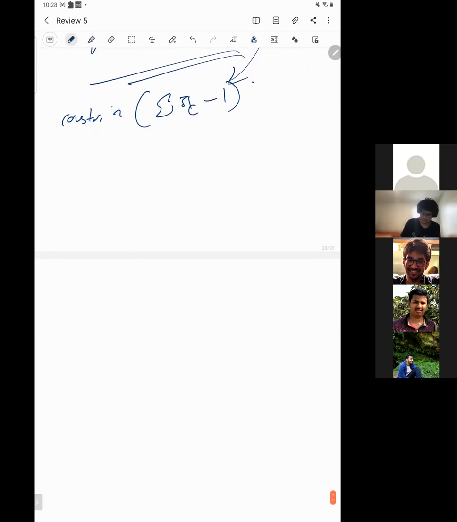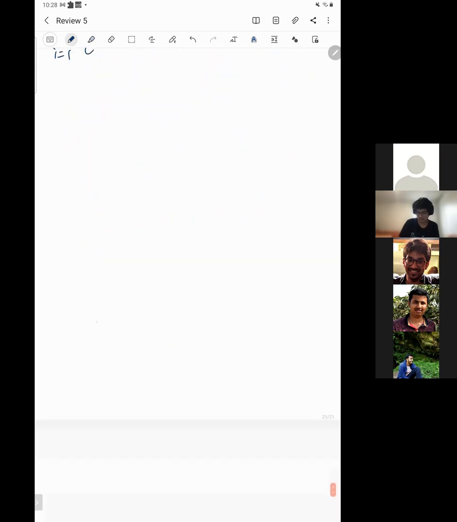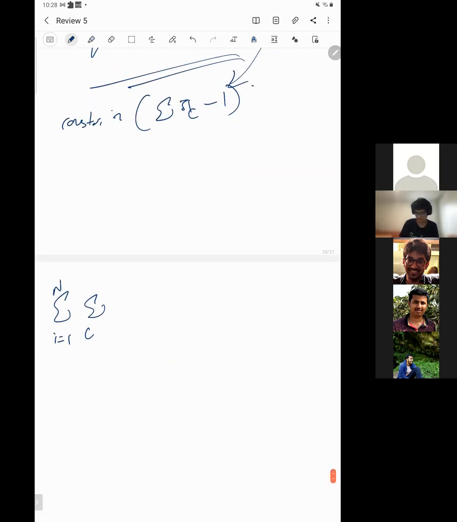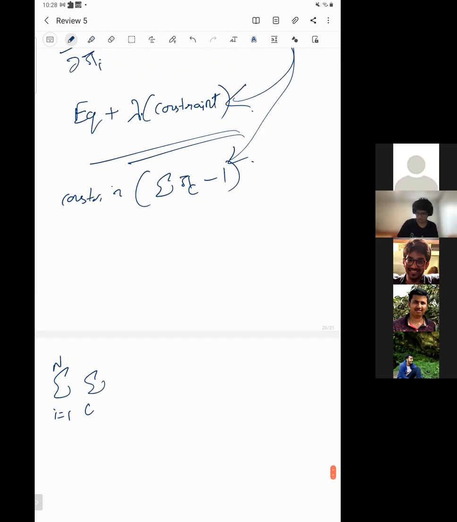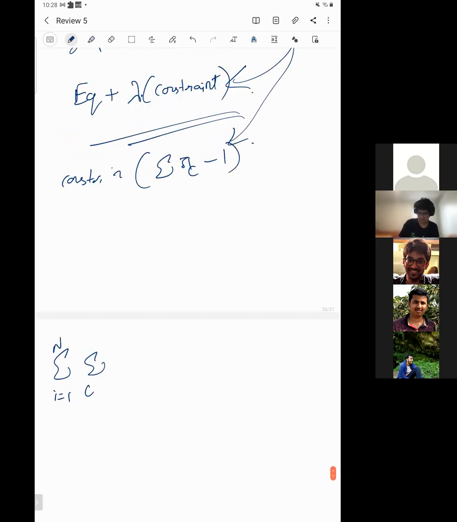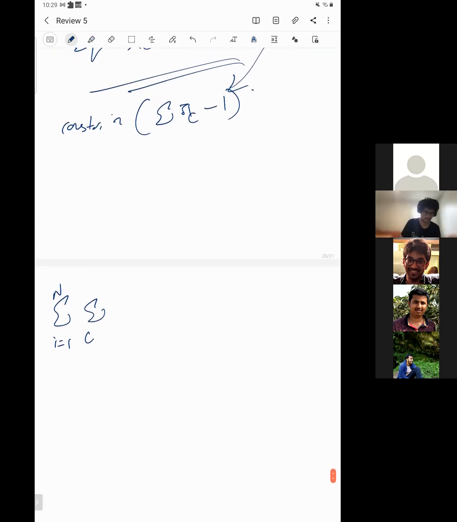So what it turns out to be is just do a free optimization, and now you don't need to care about this constraint that the summation of pi should be equal to 1, because you have incorporated that in this constraint. And with Lagrange multipliers, we saw that both of these mean the same thing.